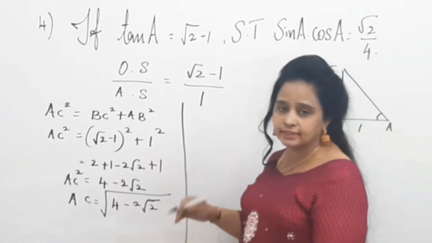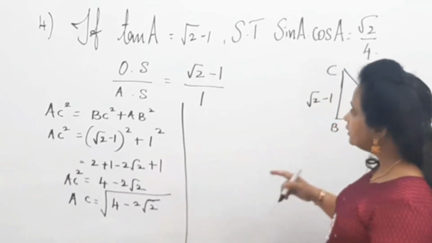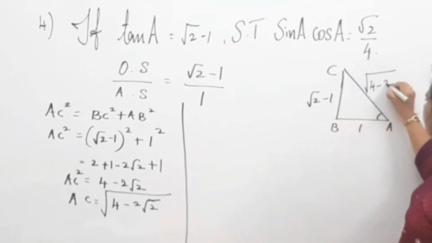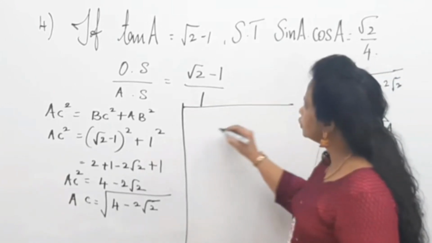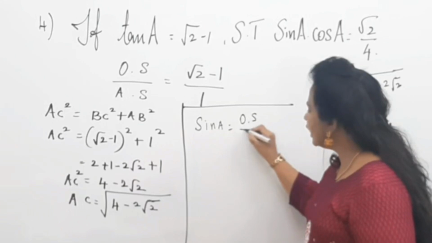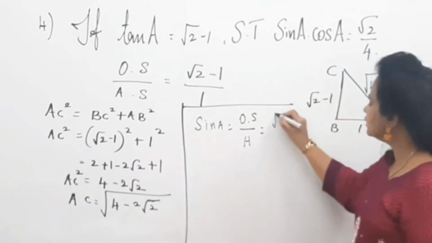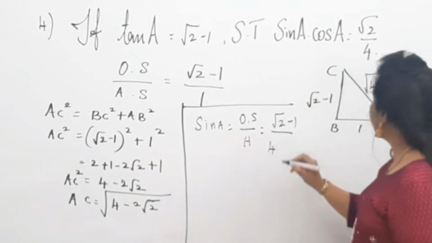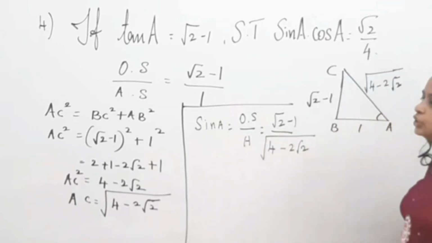You may get it in the examination. Now I would go for writing my other ratios. So I would write my hypotenuse here, 4 minus 2 root 2. Now let me go for the other ratio, that is sine A is equal to opposite side by the hypotenuse. What's my opposite side of A? It is root 2 minus 1 and my hypotenuse is 4 minus 2 root 2, the whole square root.